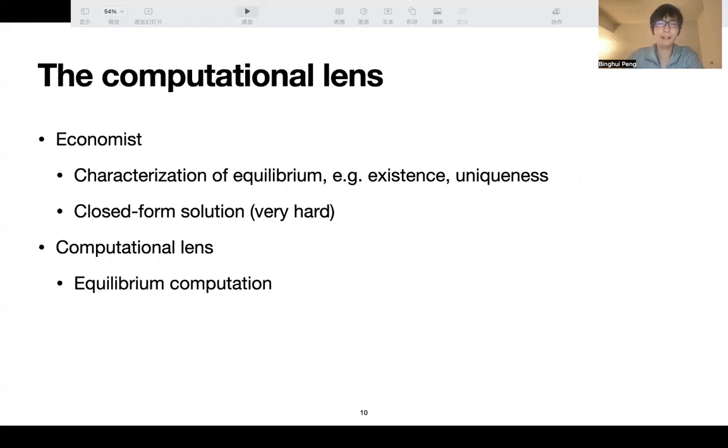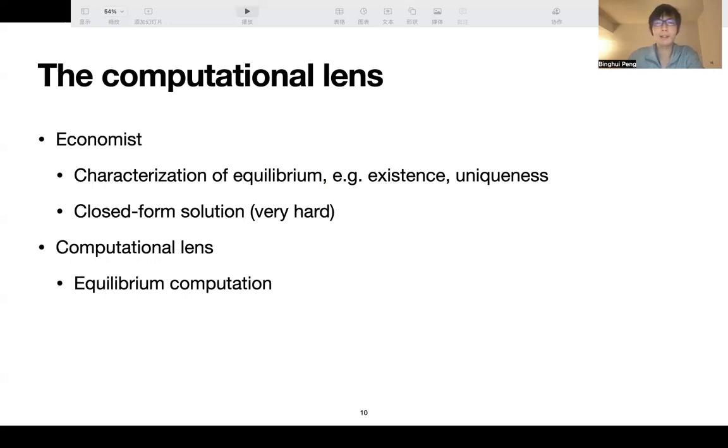People have studied equilibrium computation for many years, especially in economics. They try to characterize the equilibrium, like its existence and uniqueness, and further try to provide a closed form solution. Unfortunately, the closed form solution only exists in very special cases, and in general, people feel it's very hard to give a fully closed form calculation. That's the approach taken by economics and mathematics.